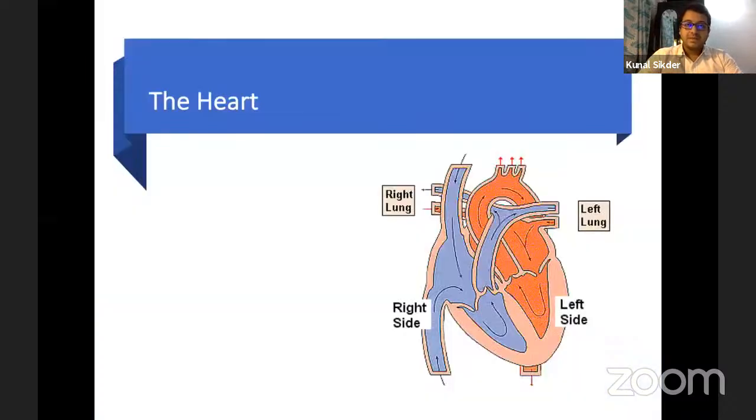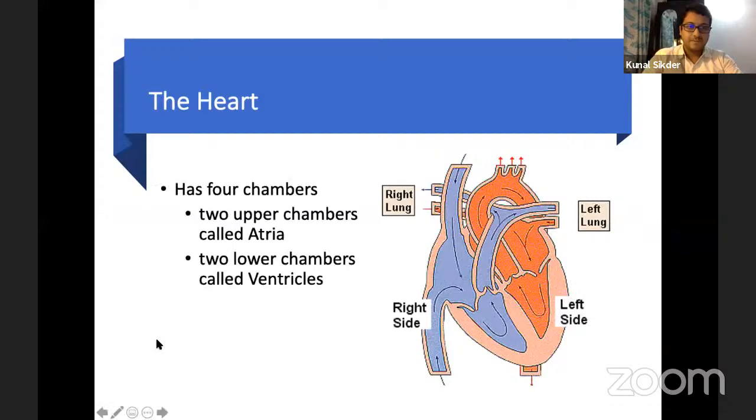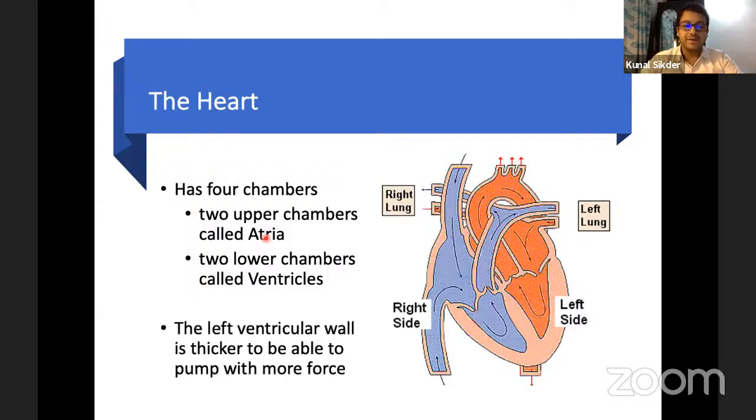So basically it has four chambers: two upper chambers called atria, and two lower chambers called ventricles. The left ventricular wall is thicker to be able to pump with more force. So generally, if any kind of pathology happens in the heart, it mostly affects the left ventricle in 90% of the cases, since the left ventricle has the responsibility to pump out all the blood to the body.